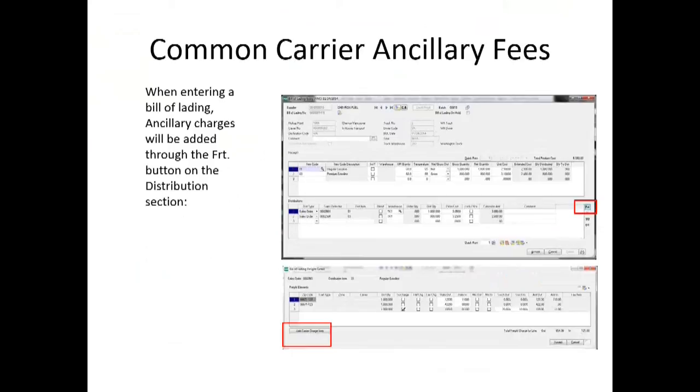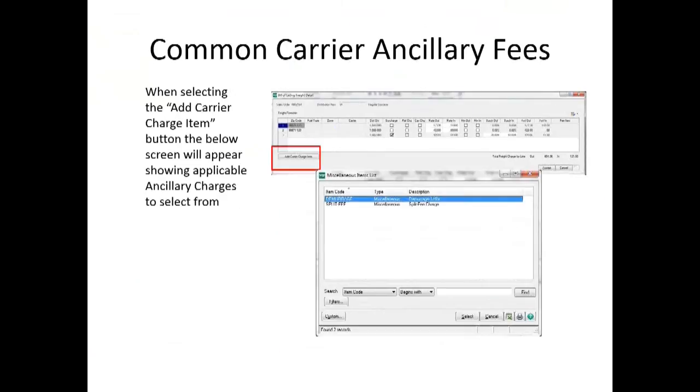So when you're entering a bill of lading, the charges will be added through the freight button. We've got it highlighted there on the top screen. And it shows on the distribution section there at the bottom. And then in the bottom left, you get a new button that is to actually add the carrier charge items to this particular distribution.